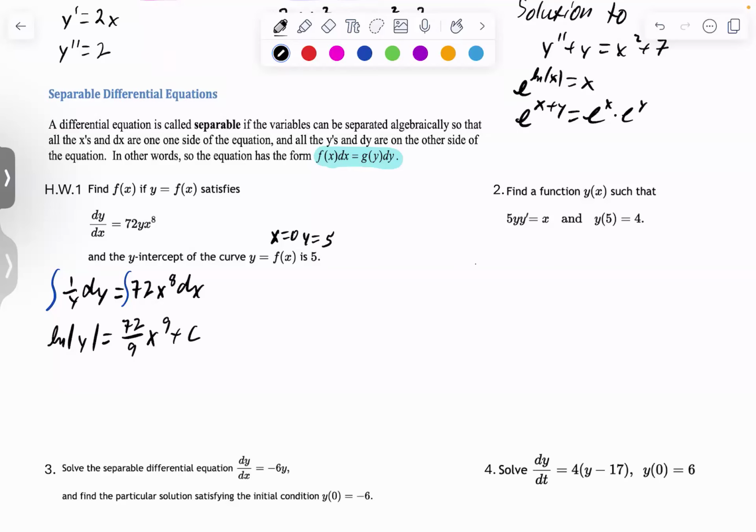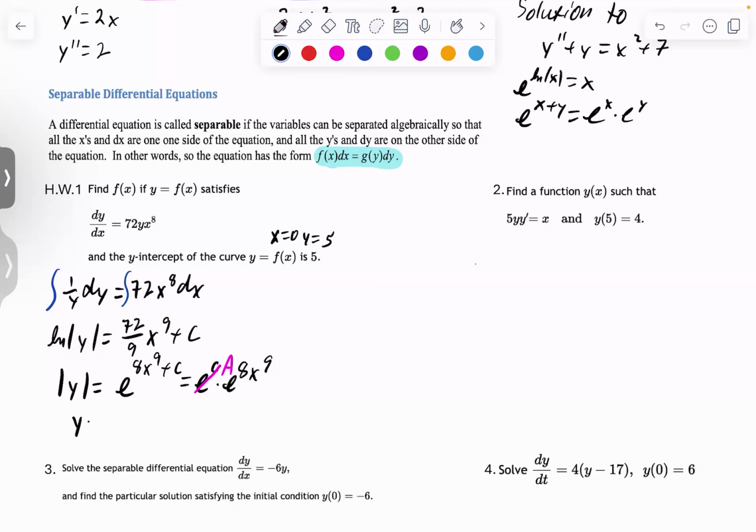And we can see that I have a plus c as a part of this. I'm going to change this from logarithmic into exponential form. 72 over 9 is 8. And this becomes e to the c times e to the 8x to the 9th. I'm using that rule on the top right corner there, where I'm breaking it up into two separate ones. And I'm going to rewrite e to the c, which is just a constant raised to a constant, as an a.